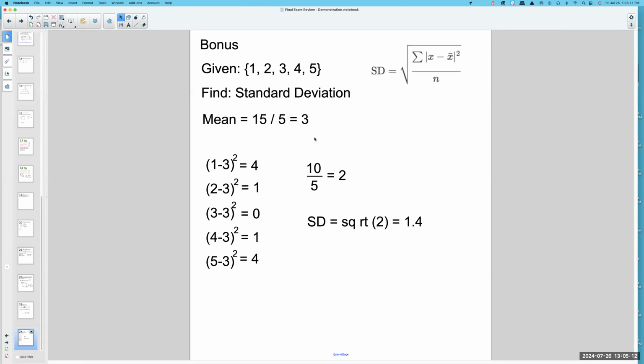There's a lot more to this. There are cases where we do something different in the denominator. There's the definition of the term called variance before we do square root. This is what I want you to know how to do. Okay?